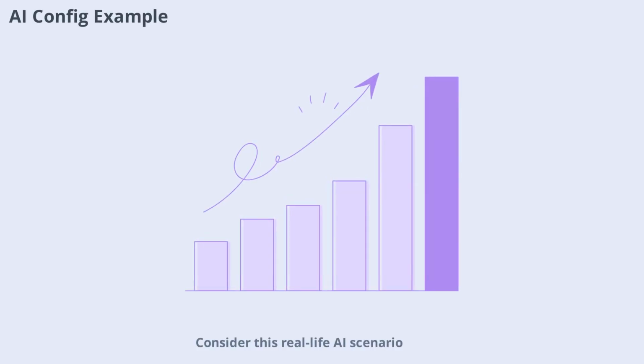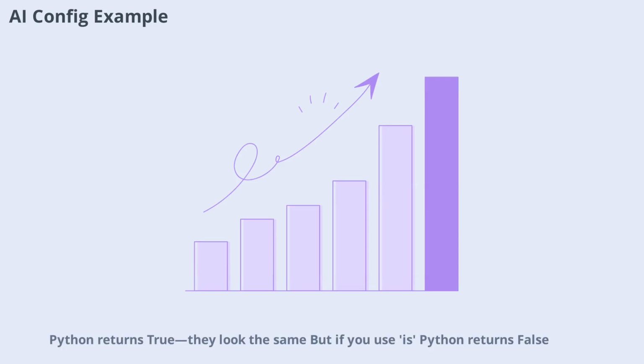Consider this real-life AI scenario. You have two configuration dictionaries for your model, both with the same parameters. If you compare them with equals equals, Python returns true, they look the same. But if you use is, Python returns false because they occupy different places in memory. Only if you assign one variable to another, making them point to the same object, will is return true. This subtlety can prevent accidental overwrites or unintended sharing of state in AI experiments.